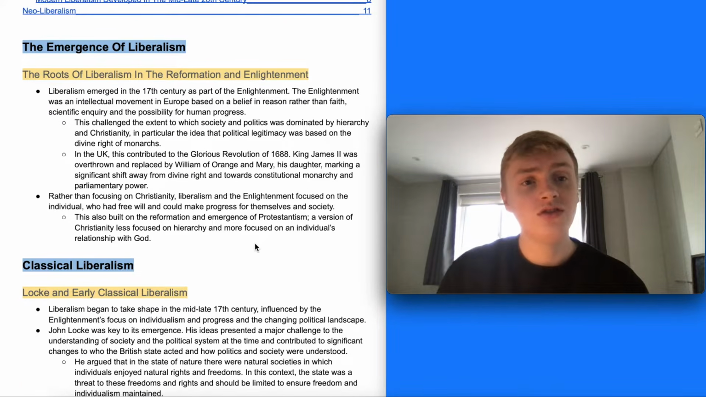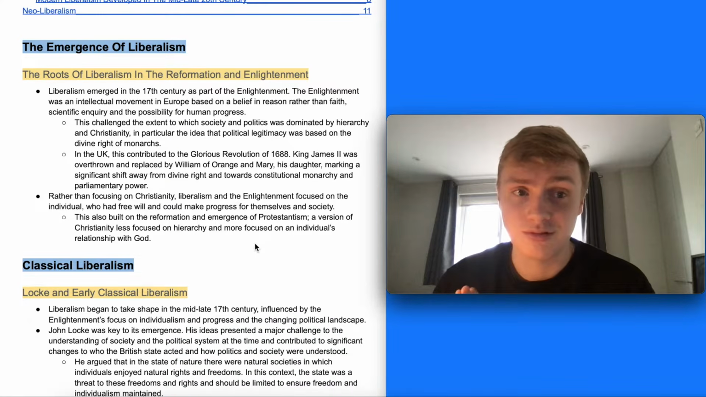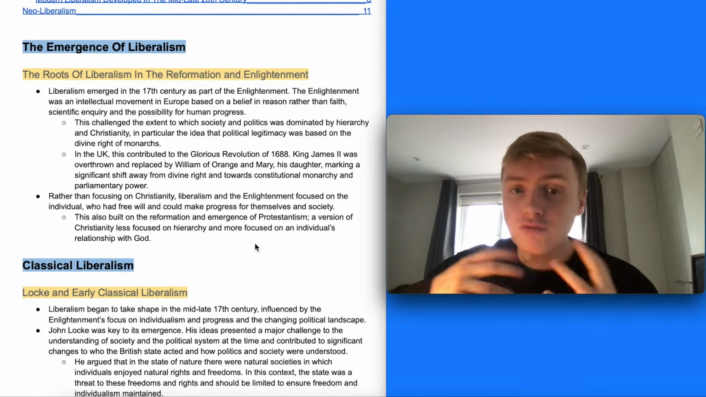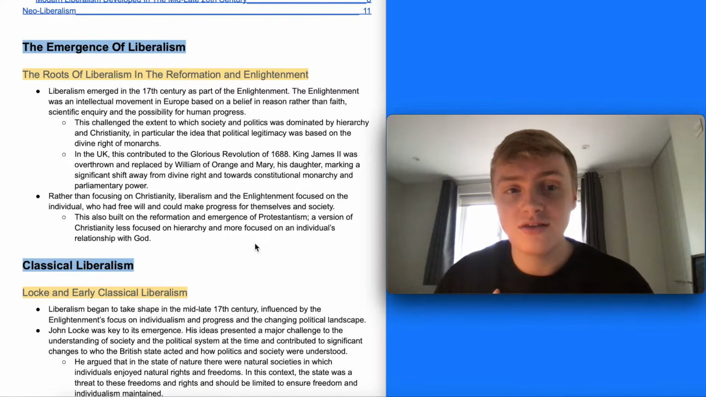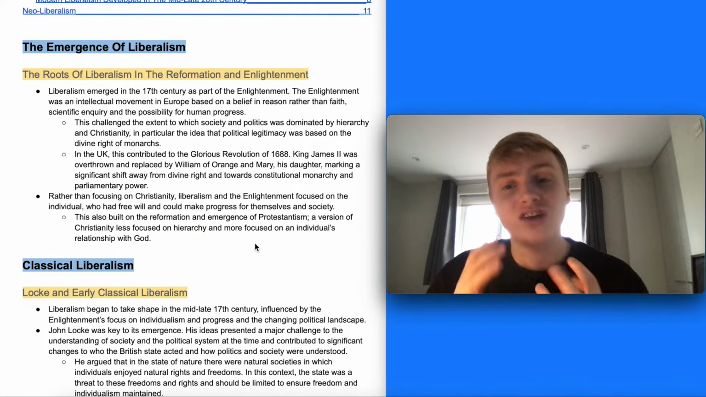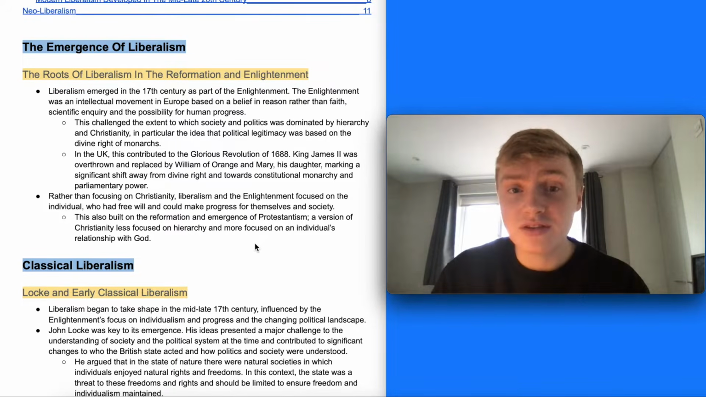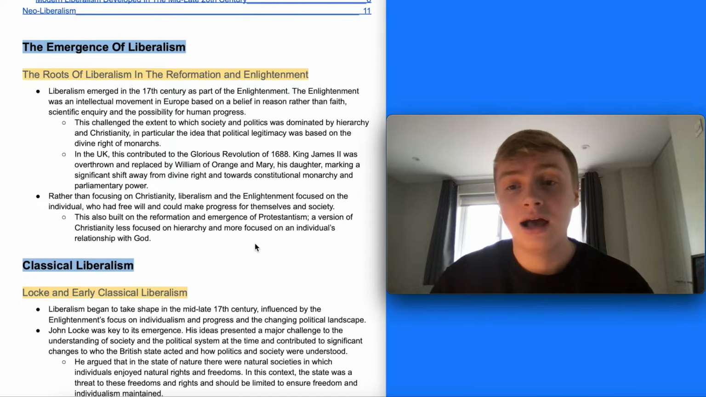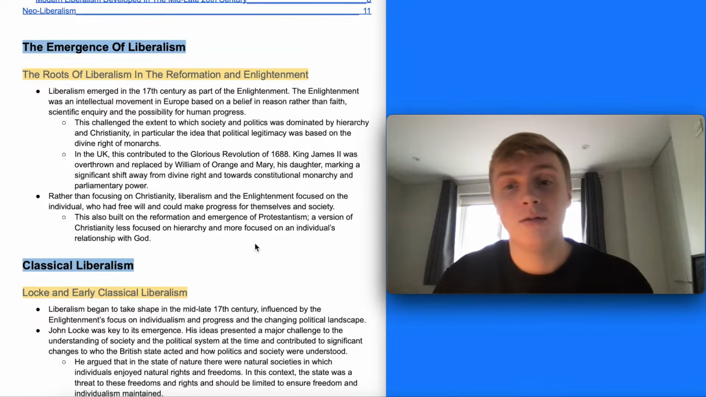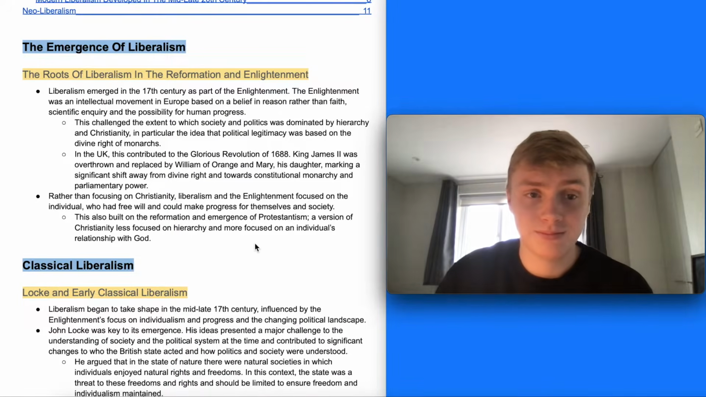liberalism. So liberalism crucially emerged in the 17th century as part of the Enlightenment. The Enlightenment was an intellectual movement in Europe based on belief in reason rather than faith, scientific inquiry, and the possibility for human progress. And this really challenged the structure of politics as it had been before, which had previously been dominated by hierarchy and dominated by Christianity, in particular the idea of divine right, that the monarch had the right to rule due to their personal connection with God.